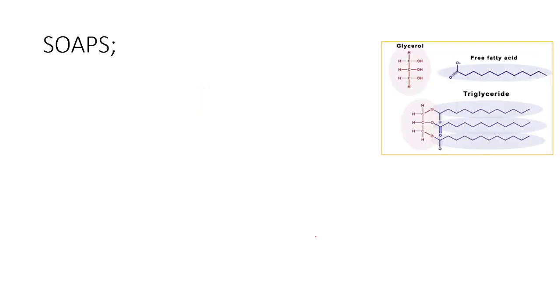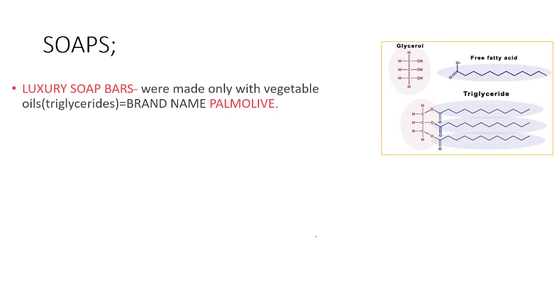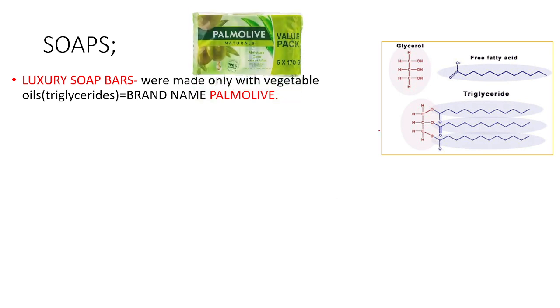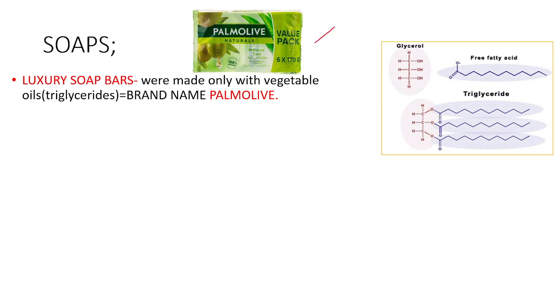Okay. Next, under the soaps, different types of soaps are there. We can observe here luxury soaps. An example of luxury soaps is Palmolive. See, this is one kind of soap we can get in the market. The cost of this soap is around 1000.